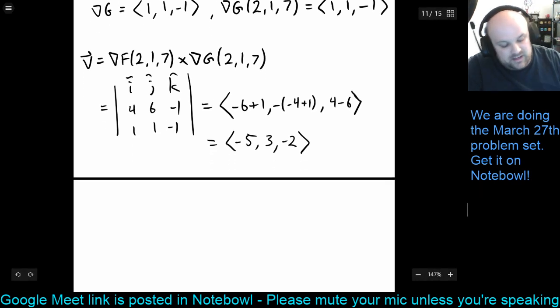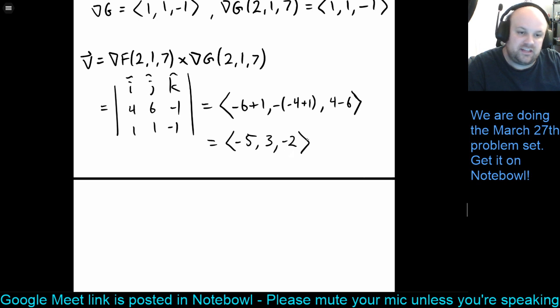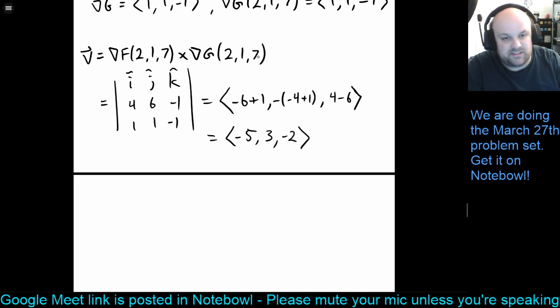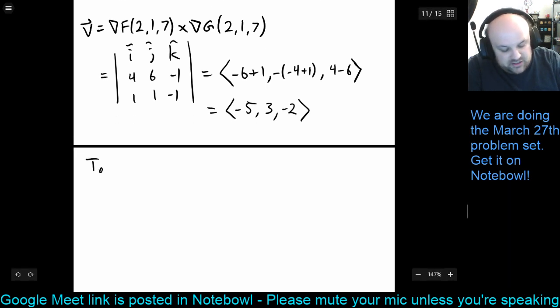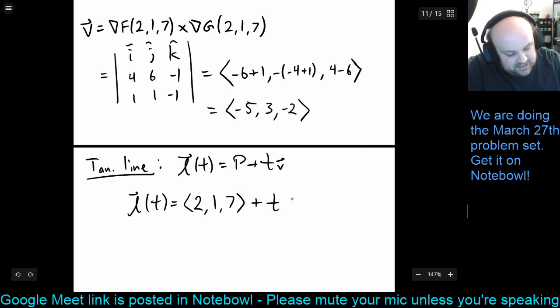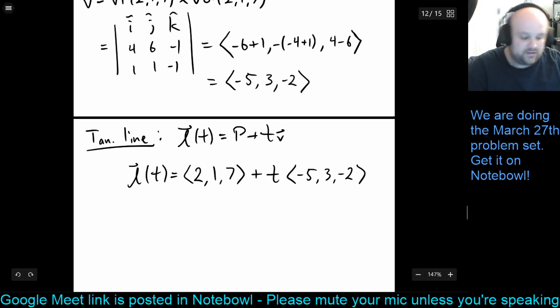And then I have my direction vector for the tangent line here. I have my point on the tangent line, which is (2, 1, 7). So for the tangent line, we're going to use our trusty old formula for a line, b plus tv. And so the tangent line for us in this situation is (2, 1, 7) plus t times (negative 5, 3, negative 2). Right? And that's that.